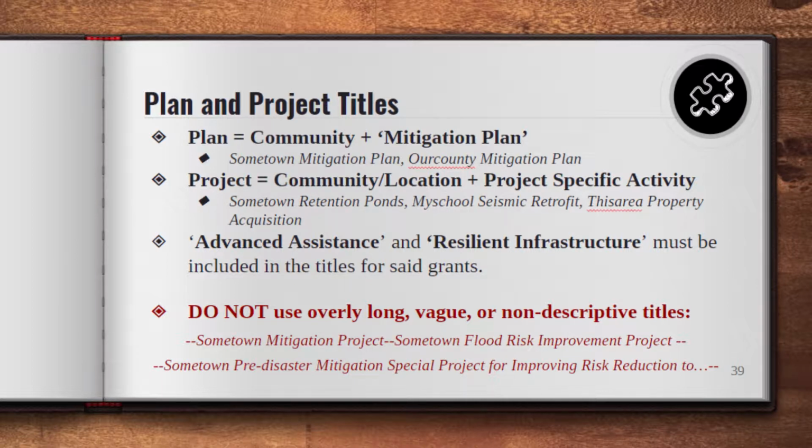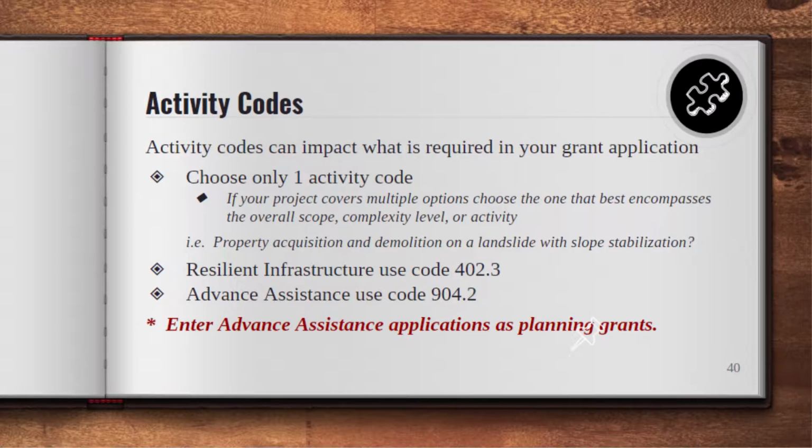Activity codes. This is another one sometimes we have a lot of problems with. We're going to put all this on our cheat sheet that we're going to send out to you, so as you sit down and go through it, you'll have it. But activity codes sometimes impact what's asked or required on your grant application. Only choose one. We know sometimes you're doing projects that encompass multiple.